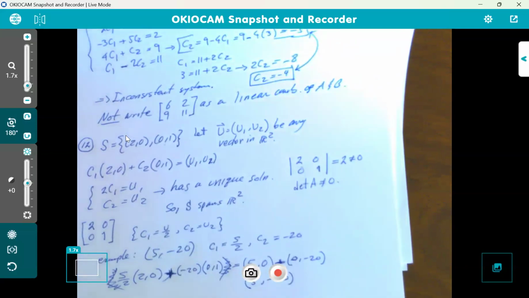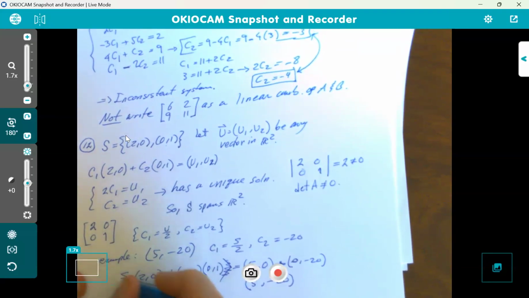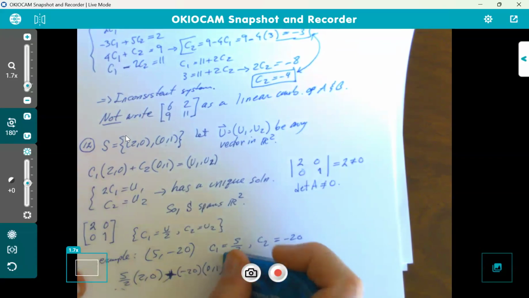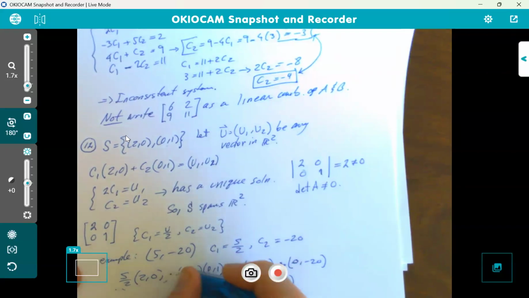And so this was exercise number 12. Let me tidy up this one, not to confuse anyone. All righty.